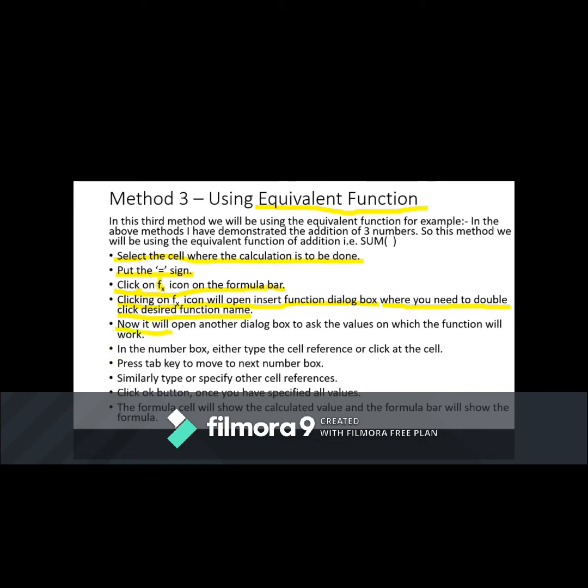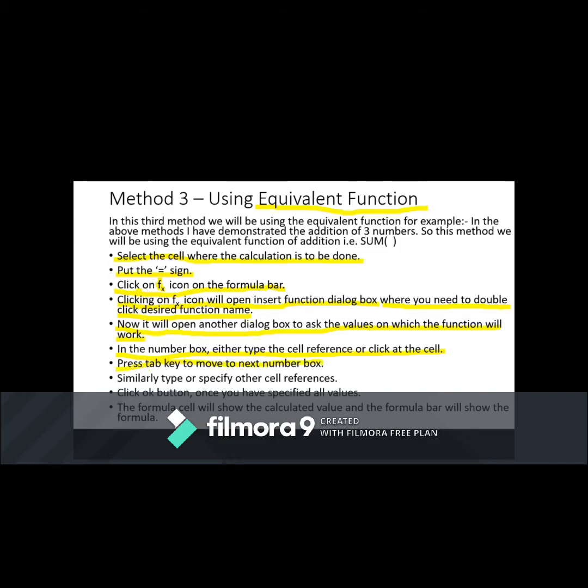Now when I select the sum function, it is going to open another dialog box which is going to ask for the values onto which the function is going to work. So here in the sum dialog box, I have to provide the values onto which the sum has to be done. In the number box, either I will type the cell reference or I will click at the cell, and the corresponding value will be used for the calculation. After typing the cell reference, I will press the tab key from the keyboard so that I can move on to the next number box.